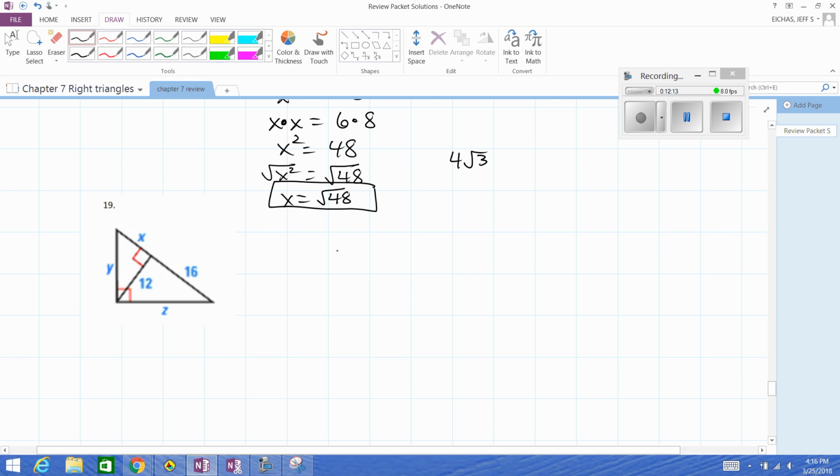Last one, let's see. Okay, so for this, I'm probably going to use Pythagorean theorem to get z right away. But let me just redraw it. All right, I'm going to redraw that side. Okay, I'm going to slide this down, redraw that. Oops, a little too far. And then the big one.